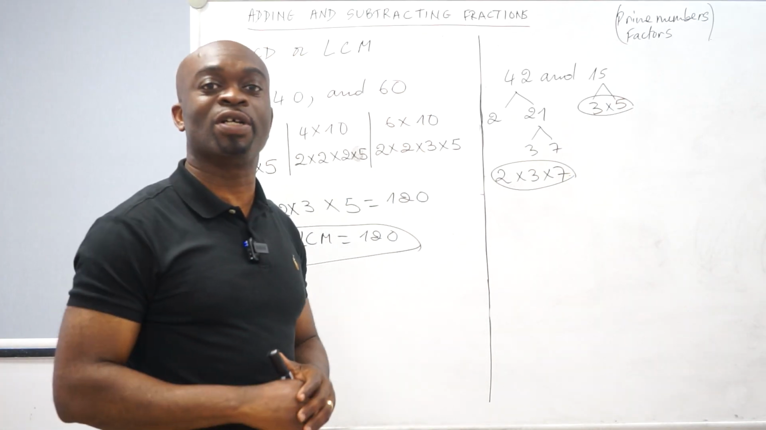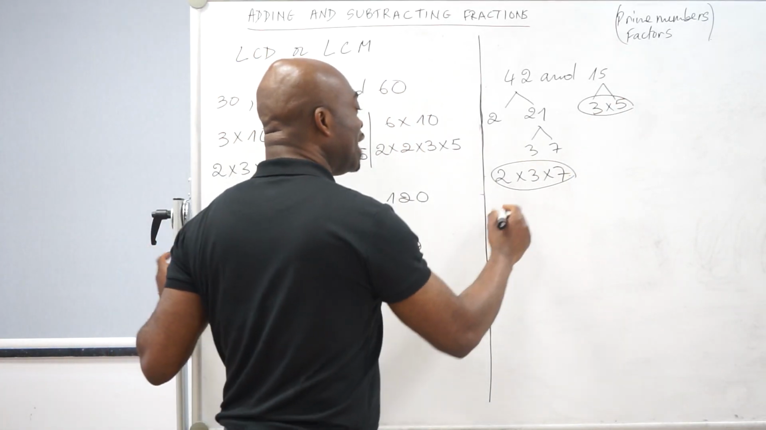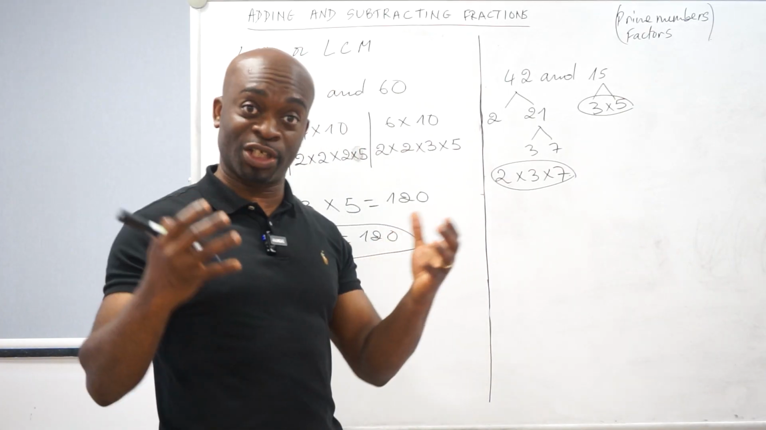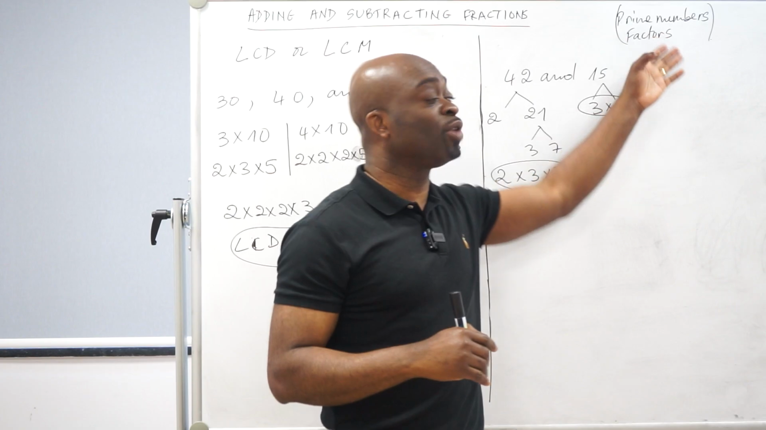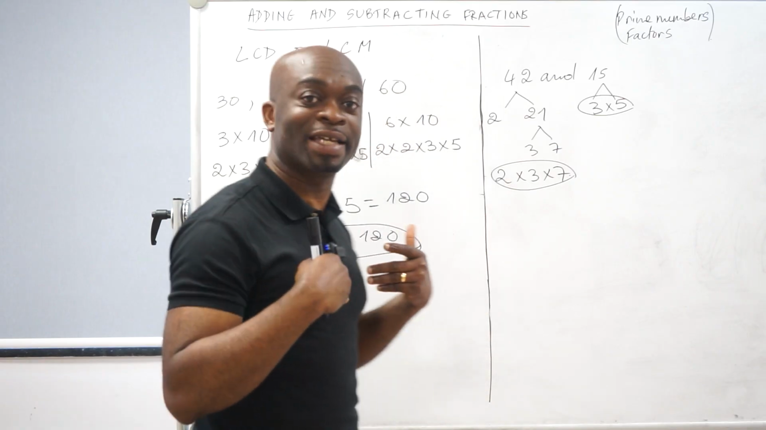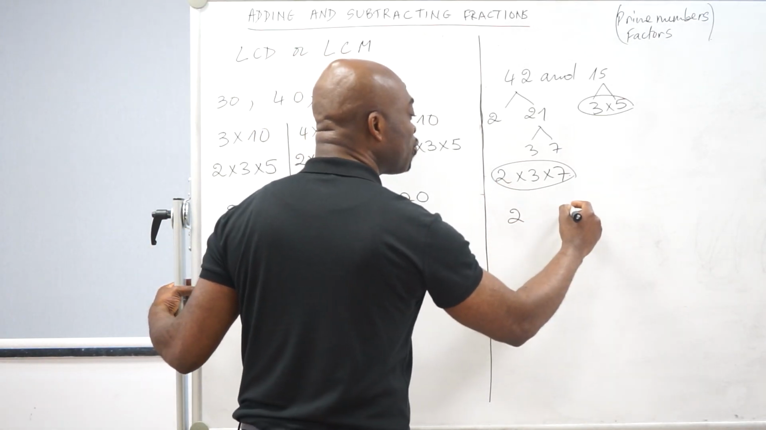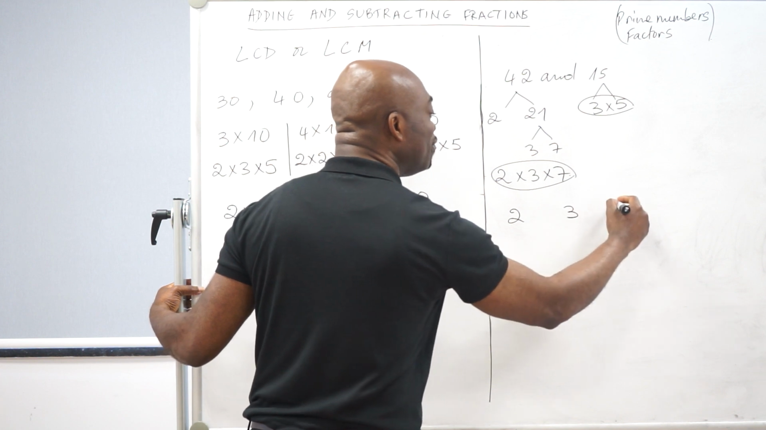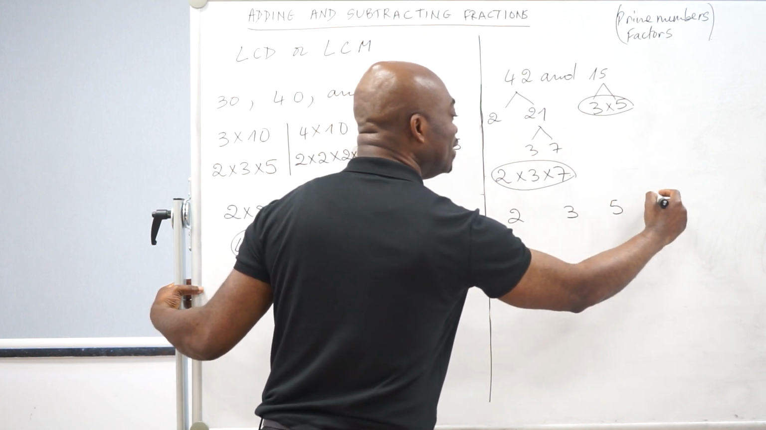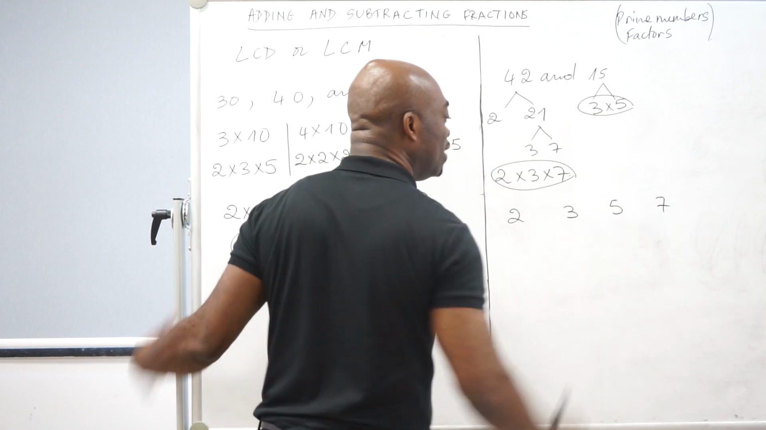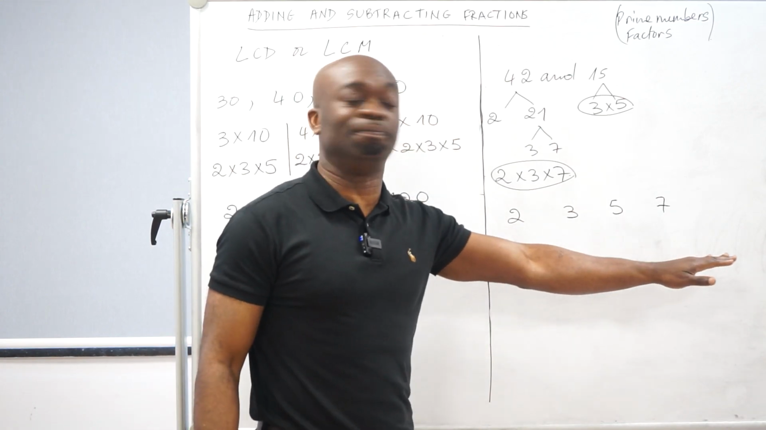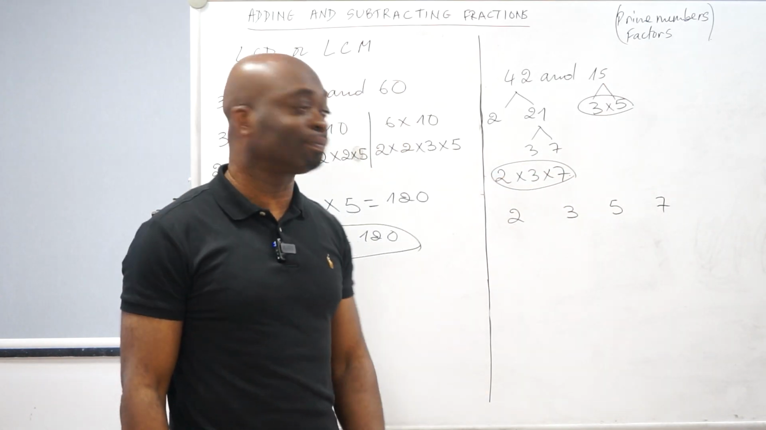Now you got to find the lowest common denominator. And to get the lowest common denominator is the collection of those prime numbers or prime factors. And in this case, what are the prime numbers that we have? We have 2, we have 3, we have 5, and then we have 7. Okay? We all agree? These are the prime factors that we have.